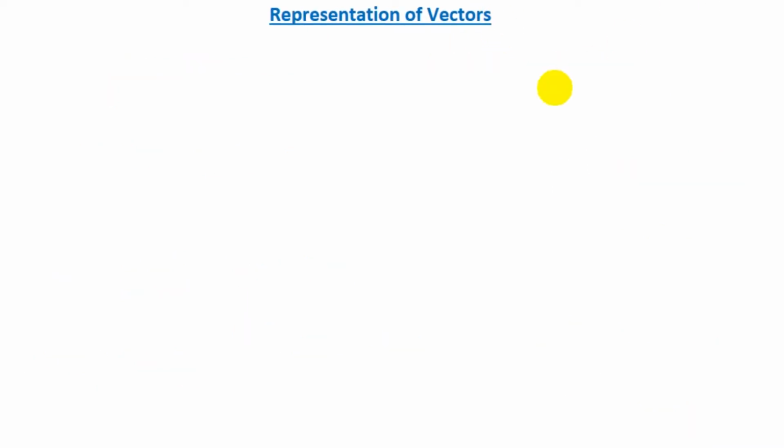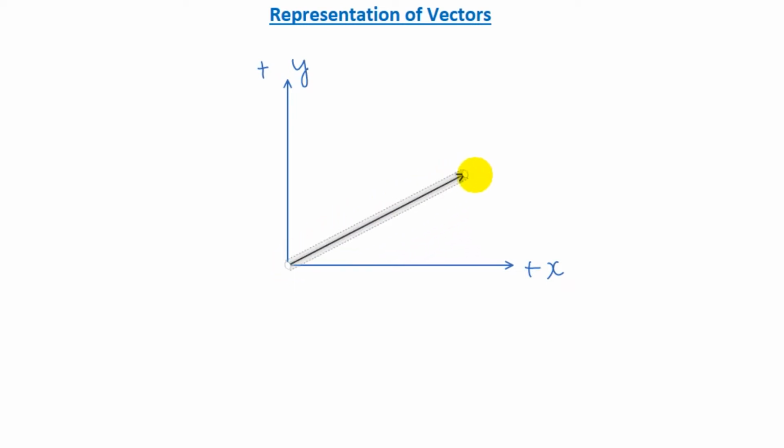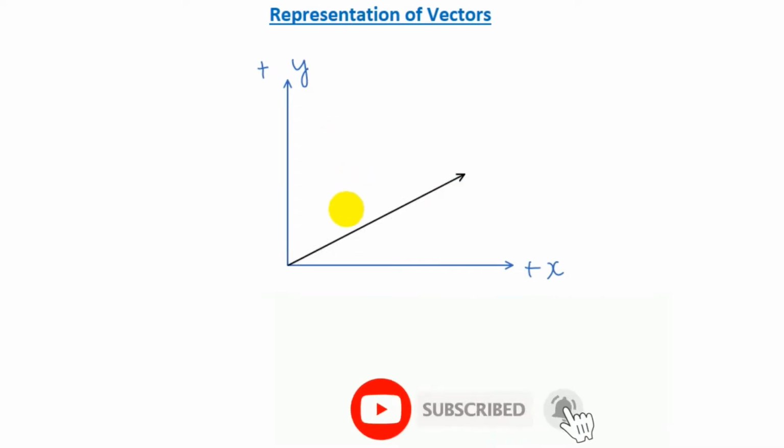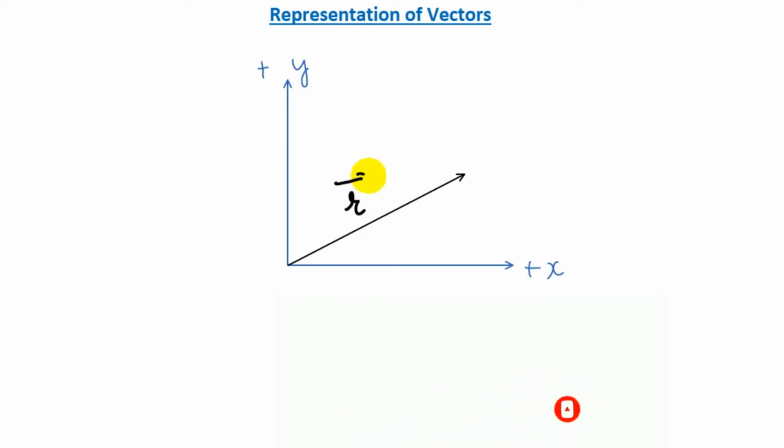So next we have a representation of vectors. Let's try to represent a vector on a 2-dimensional coordinate system. In the 2-dimensional coordinate system, this is positive x direction, this is positive y direction. Now let's take a vector. Let's name it vector r, and we represent vector r like this. It's a bold letter r with an arrow on it. So this is the representation of any vector.